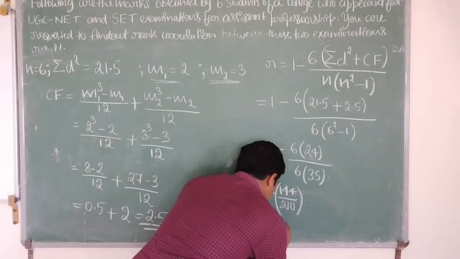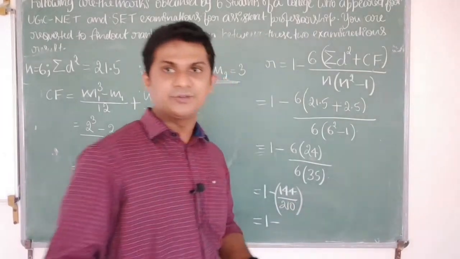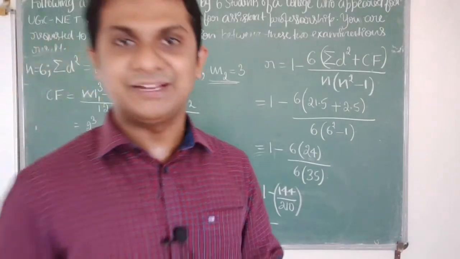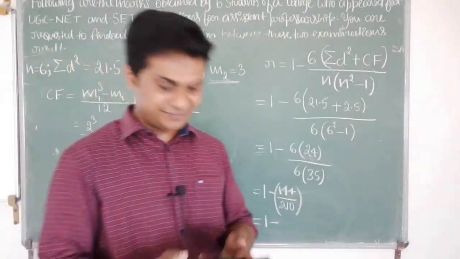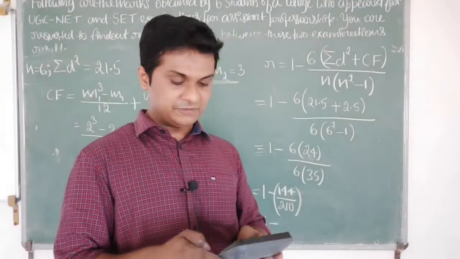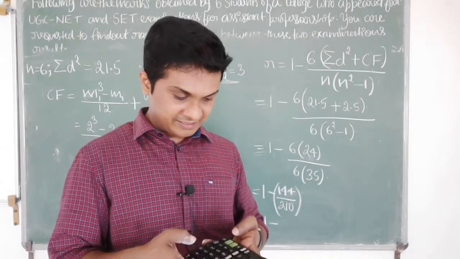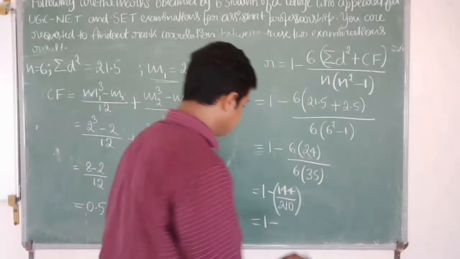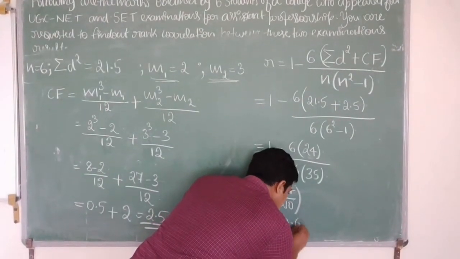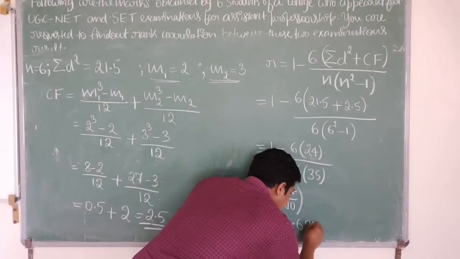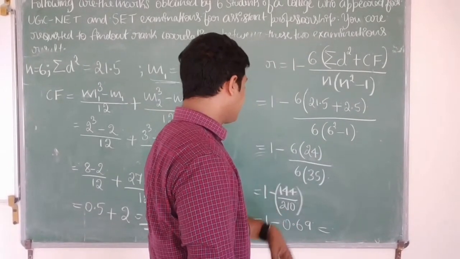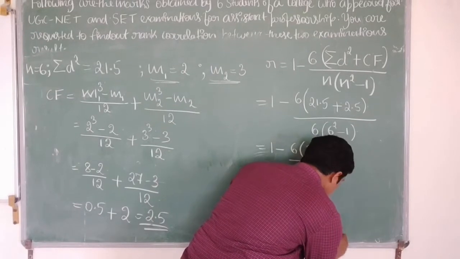Let us do that. You can use your calculator. Let me use my calculator because these are difficult values to calculate. So 144 divided by 210 is equal to 0.6857. I'll take it as 0.69. So therefore your rank correlation is equal to 1 minus 0.69, that is equal to 0.31.